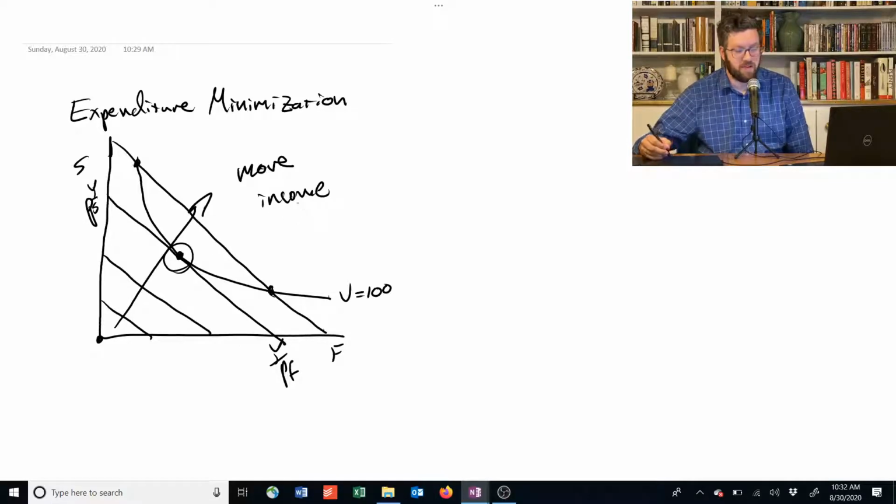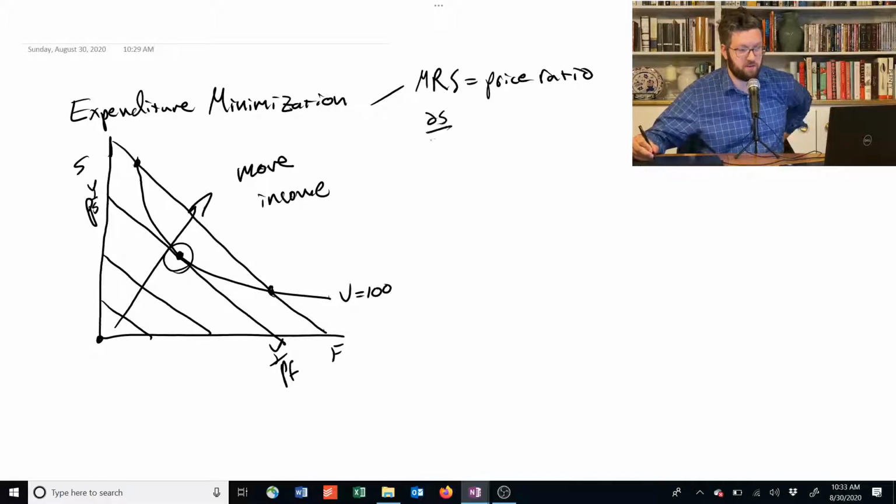So how do we find that? Well, you can see here that, again, we have a tangency point. So we have the marginal rate of substitution equal to the price ratio. In particular, since I've drawn S on the vertical axis, I need the marginal rate of substitution where the partial S over partial F has to equal the negative PF over PS. So that's my first equation.